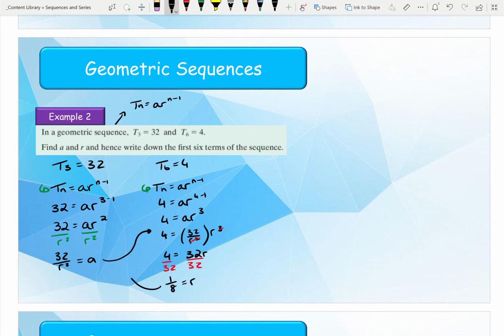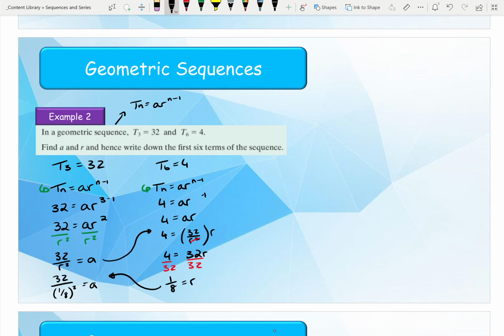Which now I can sub back in over here to find my A. So this is going to give me 32 over 1 over 8 squared is equal to A. So this gives me, oh, sorry, I see a mistake here. What I should have had back here is that n should have been 6. So you can see here how this is going to change what we're doing just a little bit.